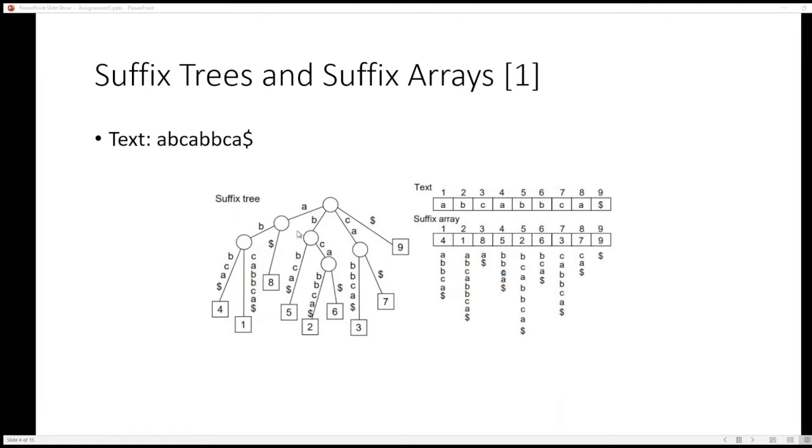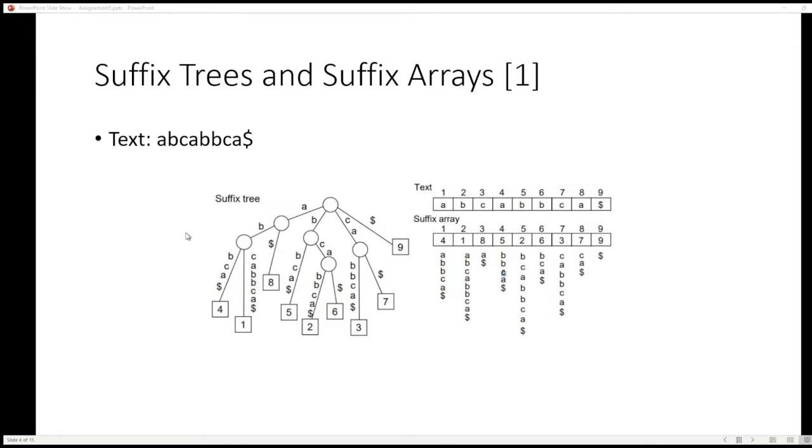The other possibility is ABCABBCA$, which corresponds to the whole text, and the offset in this case is 1, which means the suffix starts at the letter of position 1.